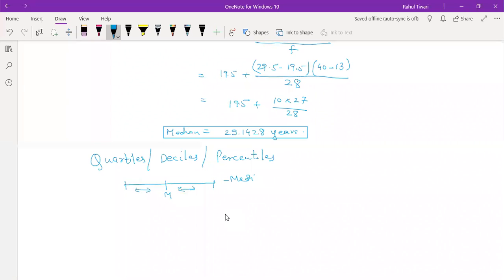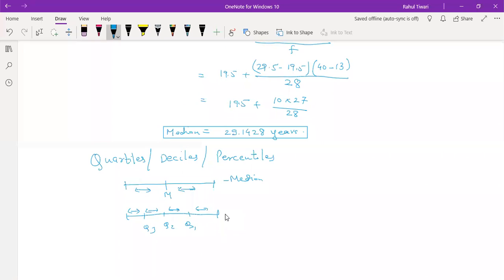Similarly, when I divide the data, if I have three values, let's say q1, q2, q3, that means I am dividing the data into four equal parts. So there are three values which divide the data into four equal parts. All are equal. So if it divides the data into four equal parts, what does that mean?